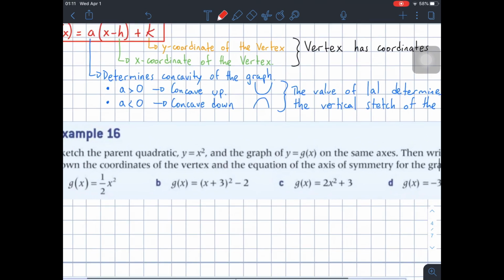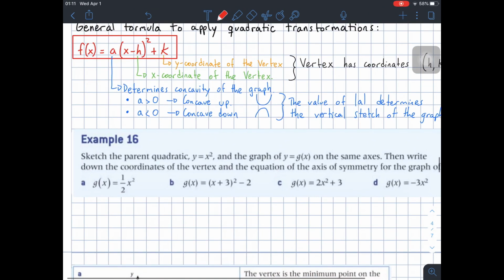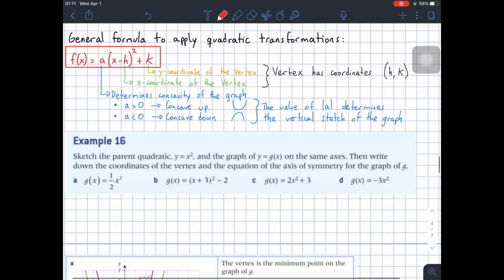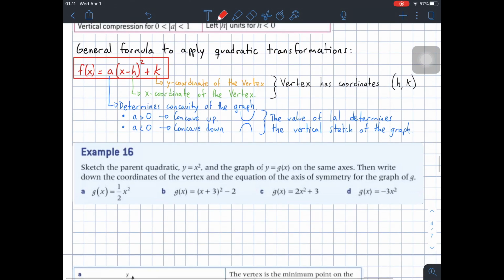Okay, so let's see this example. This is example 16 of the book. It says, sketch the parent quadratic y equals x squared and the graph of y equals g of x on the same axis. Then write down the coordinates of the vertex and the equation of the axis of symmetry for the graph of g. Okay, so just not to waste too much time, we're not going to graph the functions. I'm just going to show you the results for the graphs.